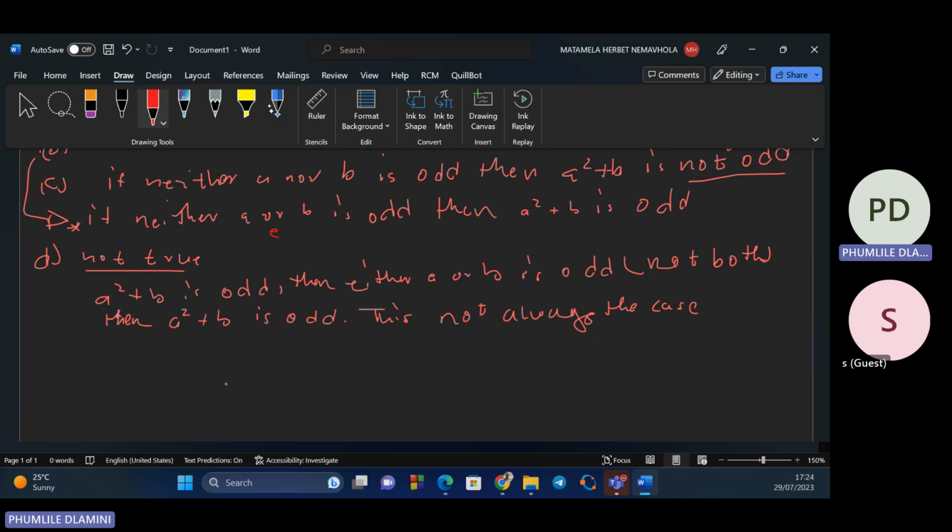So if I can give you a counterexample, I'm going to be using numbers. Let A equal 2 and B equal 3, whereby 2 is even and B is 3, which is odd. So if we substitute there in A squared plus B, we're going to have 2 to the power 2 plus 3, which equals 7. So which is odd.